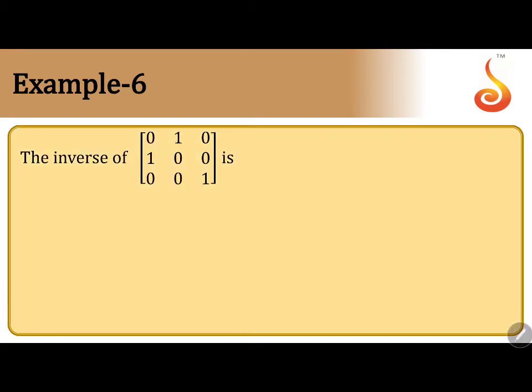Say for example, the given matrix is A, let it be A. First I am finding det A, the determinant of [0 1 0; 1 0 0; 0 0 1]. Expanding the determinant: first element 0 into something, 0, minus 1 into (1 into 1 minus 0 into 0), plus third element 0 into something, 0. So we are getting minus 1 here.